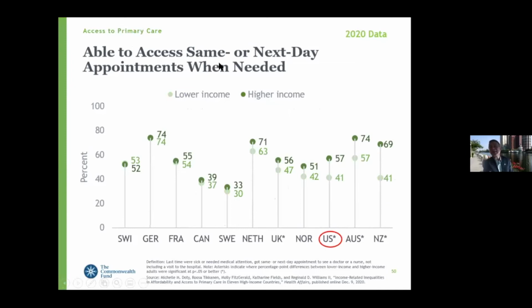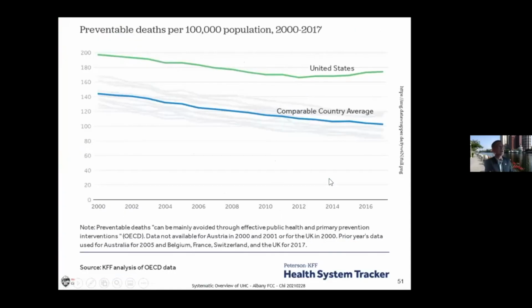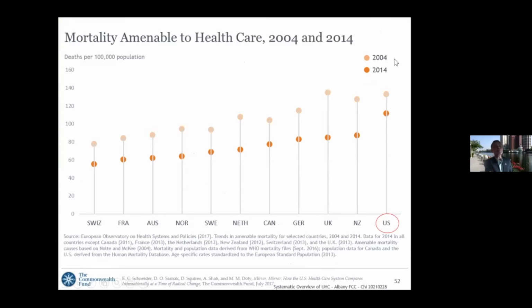And talking about access, there's a myth that having universal health care will keep people in a waiting line. But if you look at the problem of access same day or next day, for the high income US population, only 57% of the high income have access. And that's actually worse than some of the low income people in other countries with universal health care. And of course, the low income have much less. Compared with other high income countries, we have the highest preventable deaths per 100,000 population. And in a similar statistic, comparing one decade between 2004 and 2014, the US has the highest mortality amenable to healthcare, meaning if people have access to healthcare, they don't have to die. And the US has the highest.